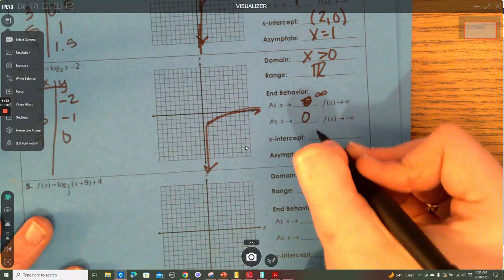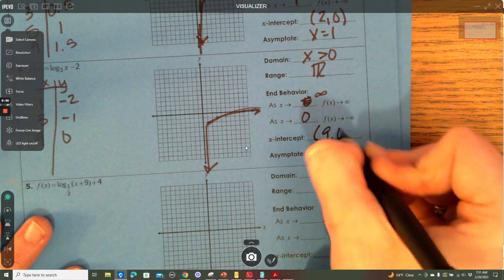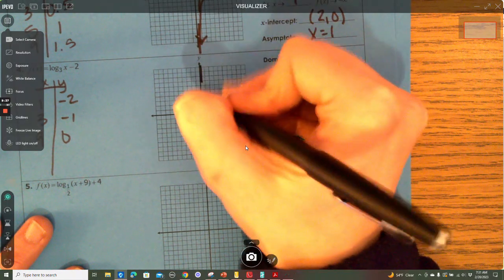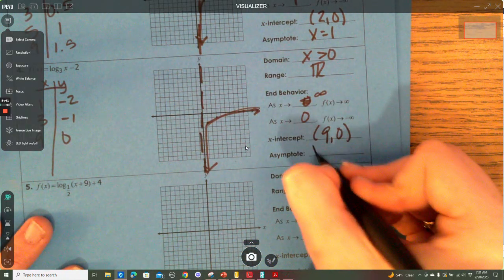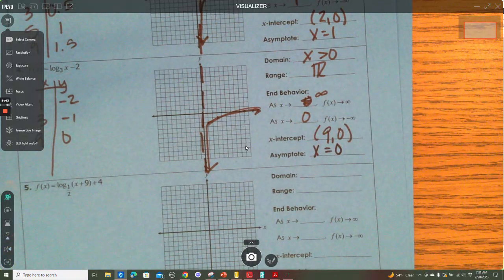Our x-intercept here is (9, 0). And then our asymptote again is here at x equals 0.